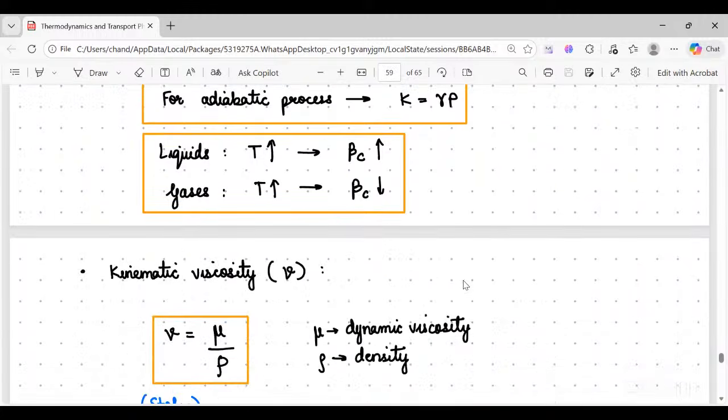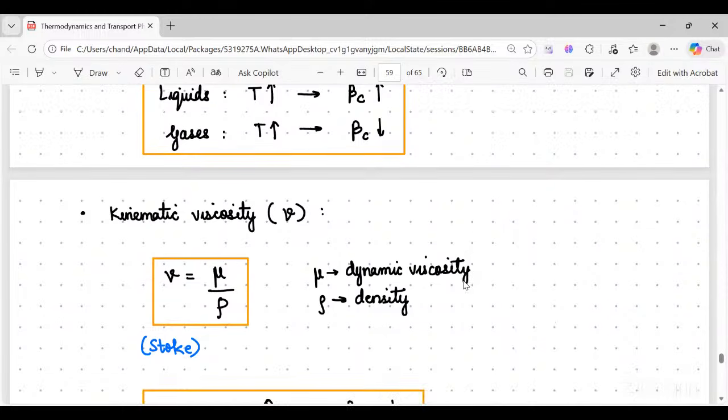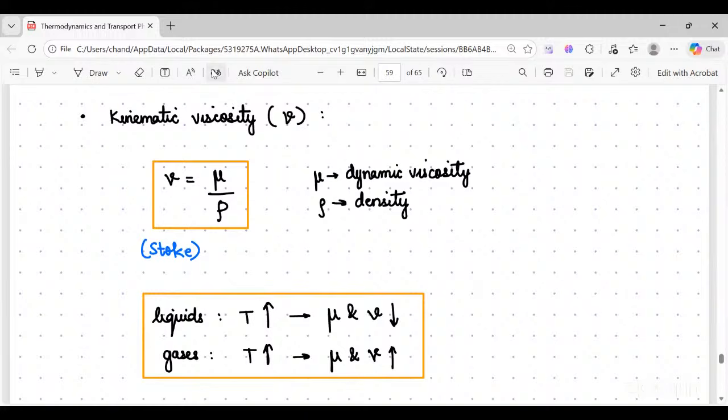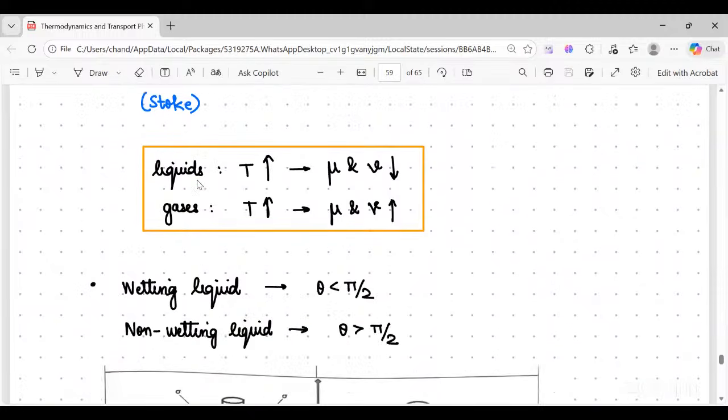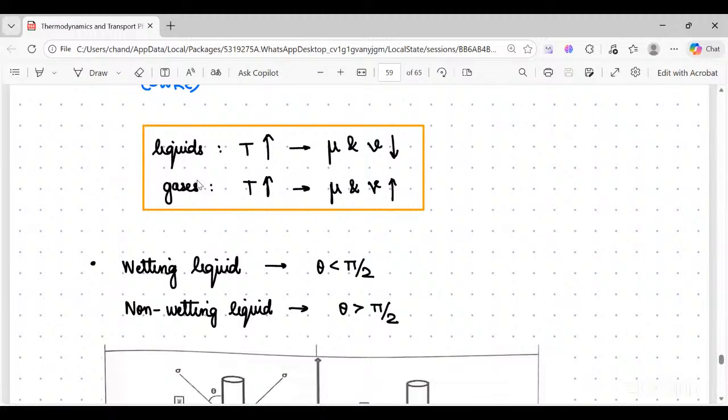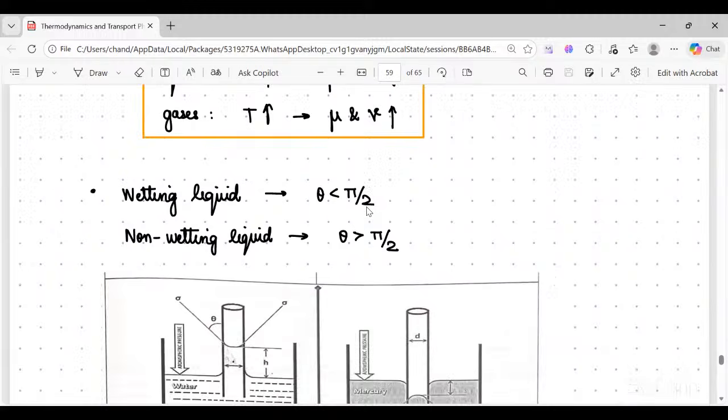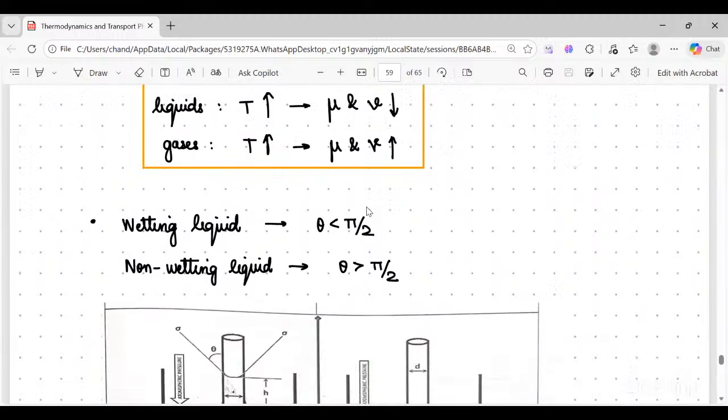For liquids, as temperature increases, compressibility also increases. But for gases, as temperature increases, compressibility decreases because gas molecules push against each other. Kinematic viscosity nu is equal to mu by rho, where mu is dynamic viscosity and rho is density. For liquids, as temperature increases, mu and nu decrease, because particles move apart from each other and there is no strong attraction. For gases, as T increases, mu and nu increase.